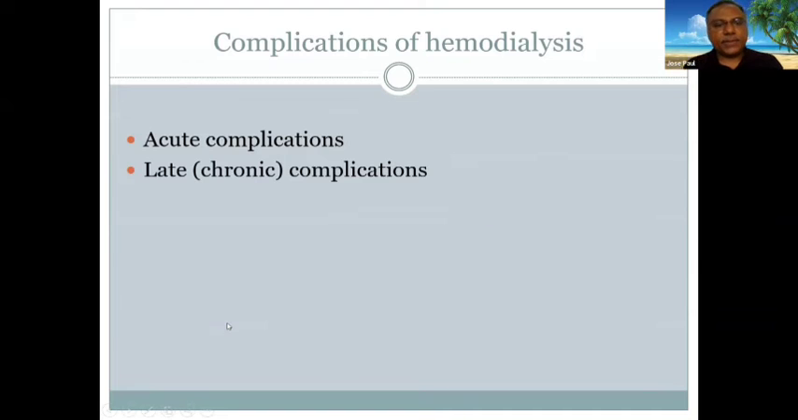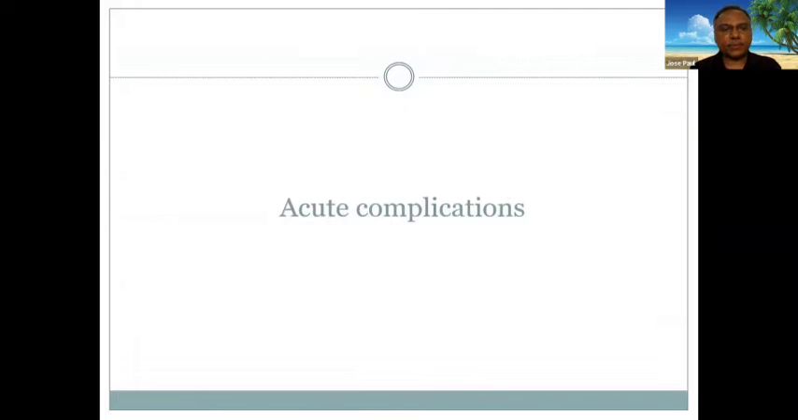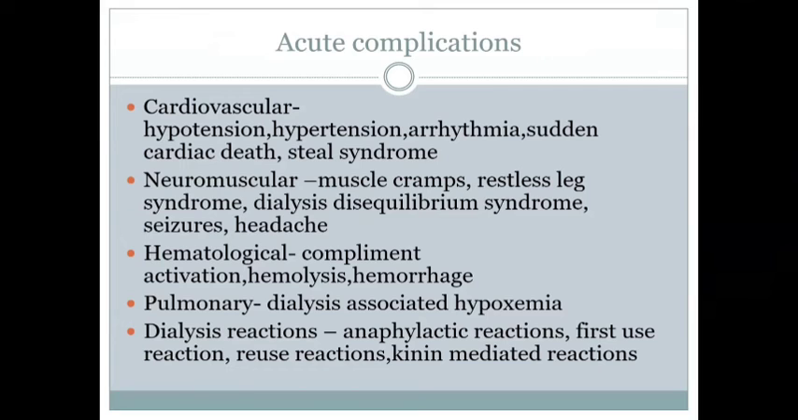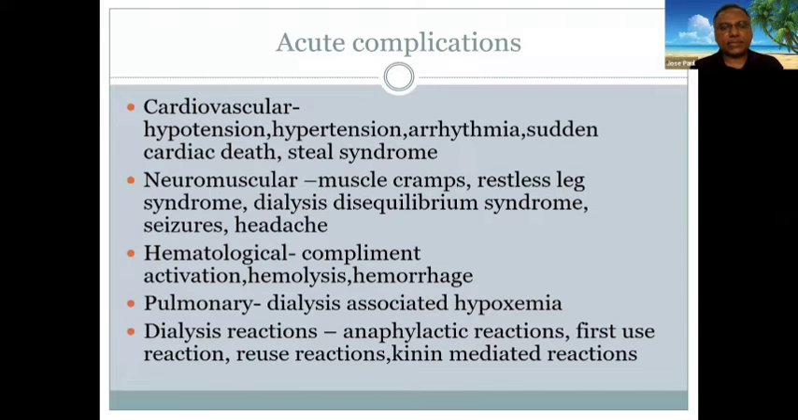The complications of hemodialysis can be broadly classified into acute complications and late or chronic complications. So this is how you look at the complications of hemodialysis. Now I would be focused only on the acute complications of hemodialysis. Acute complications of hemodialysis can affect any of the systems of the body. Like you can have cardiovascular complications, which include hypertension, arrhythmia, sudden cardiac death, and Steele syndrome.